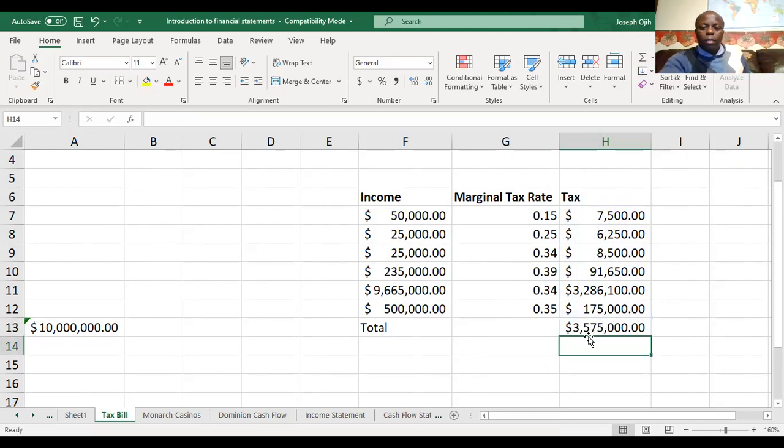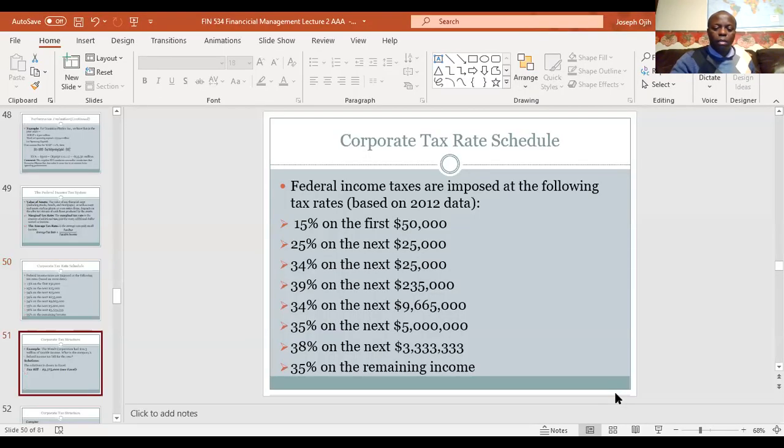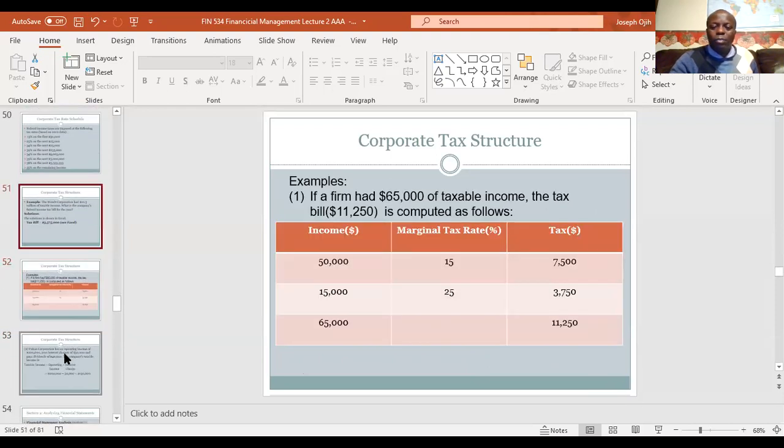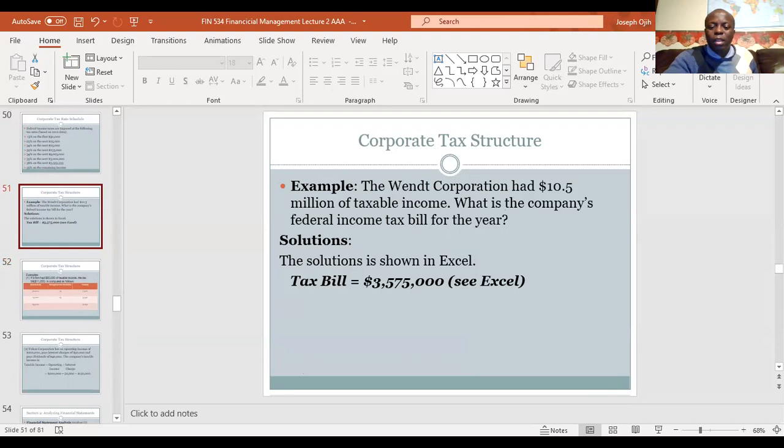See, 3.575 million. That's the tax bill. And if you look at the PowerPoint, you see that I got the same thing. That's right here, 3,575,000, or you can call it 3.575 million. So that's how the tax bill, the marginal tax, is calculated.